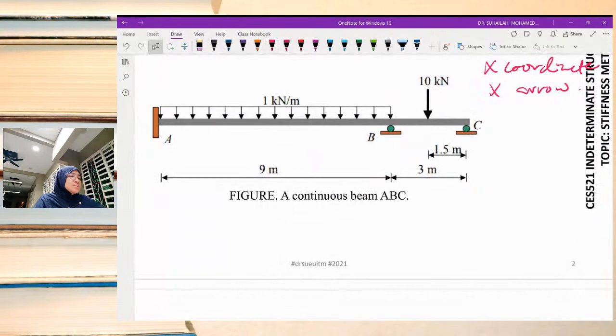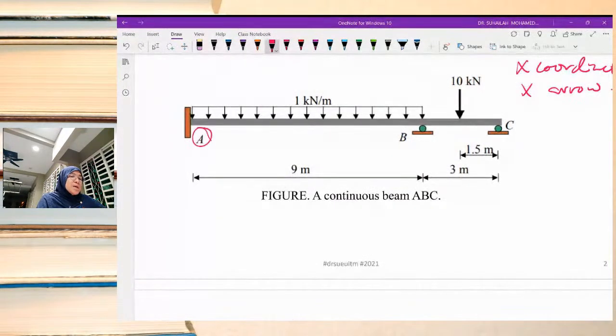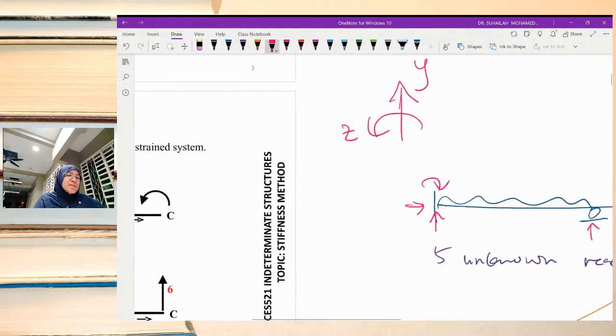So these are actually the members and the nodes, labeled not 1, 2, 3 but A, B, C, which can also be used. A to B is element number 1. B to C is element number 2. So there are two elements. So back to this.